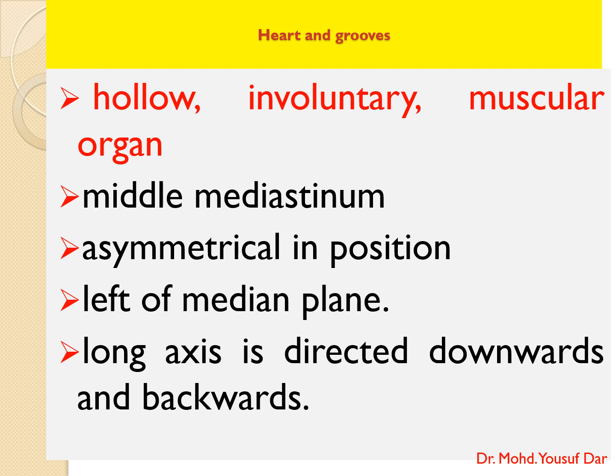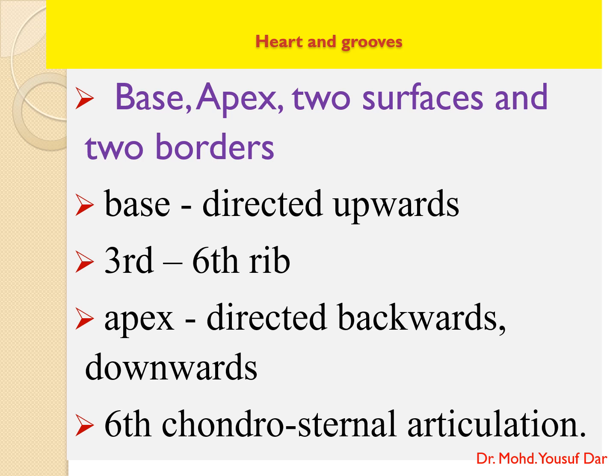It is placed in the middle mediastinum between the two lungs. The heart is asymmetrical in position and it is located towards the left of the median plane. Its long axis is directed downwards and backwards. For the description, the heart has a base, an apex, two surfaces and two borders.